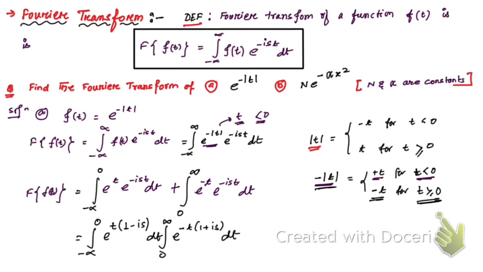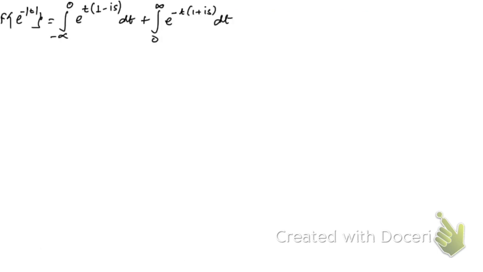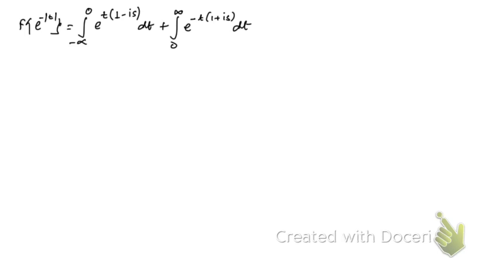Sorry, I missed a plus sign here. That should be plus, right? So this is what we have got. This is the Fourier transformation of this. So now let me copy this and let me go to the new slide. Okay, so here you see, this is the last step we have got.